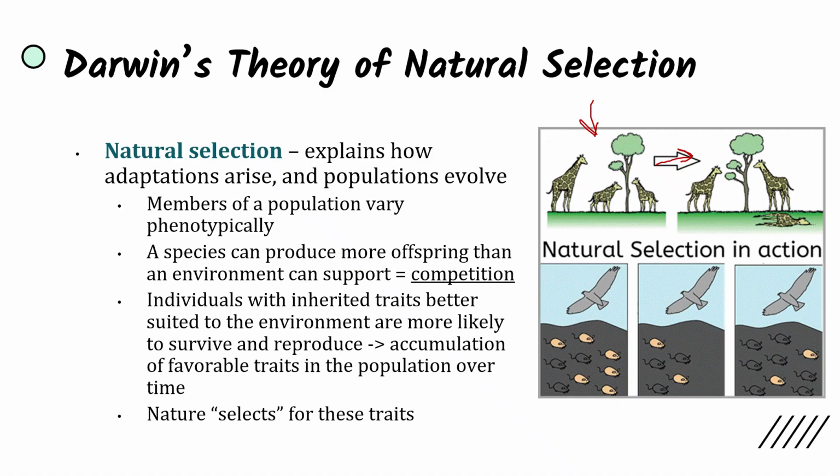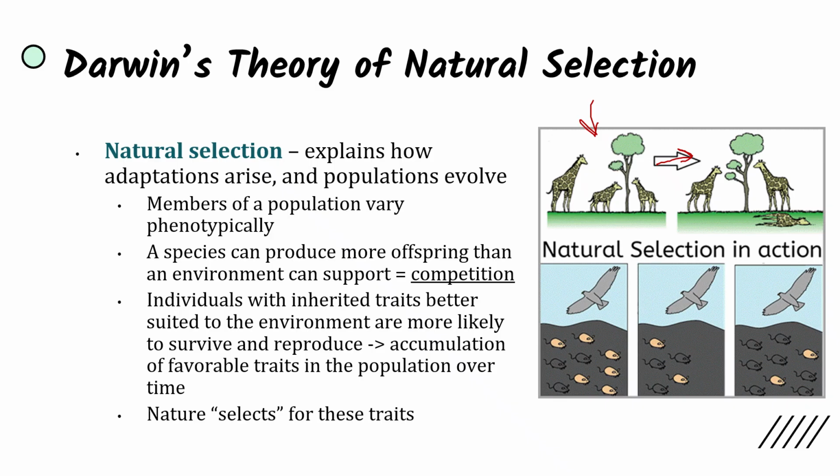So natural selection works. Certain traits are quote unquote selected for because they allow an organism to survive in the environment. And what happens over time as individuals with these traits continue to survive and reproduce, the population is now going to reflect the majority of having these specific traits in it.